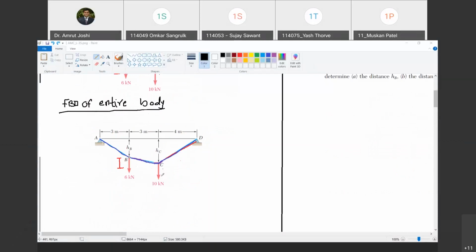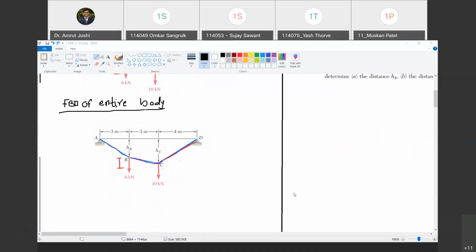In the problem where you have to analyze the cable, the first step is to draw the free body diagram of the entire body first. That means the entire cable first. Are you with me? Yes, sir. Now I'm not going to free the body from these supports. Instead, I will show the free body diagram on the body itself.